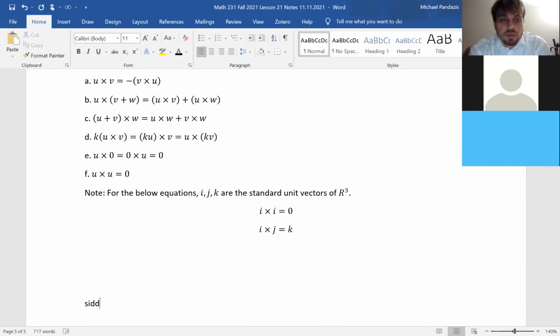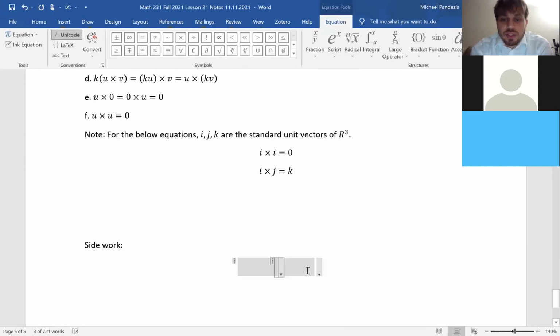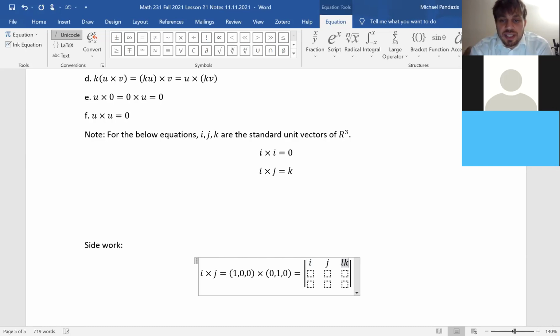So I'm going to put some side work here. If you take i cross j, what that's equal to is the 1, 0, 0 vector crossed with the 0, 1, 0 vector. And we know it's the determinant of the matrix. This is a little bit weird because we're using i, j, and k in it when we're talking about the cross product of i, j, and k. So this row is 1, 0, 0. The i, j, k at the top has nothing to do with the i cross j that we're cross producting. This row is 0, 1, 0.